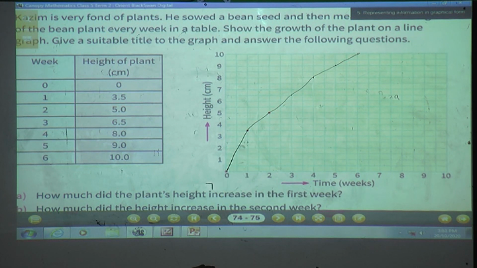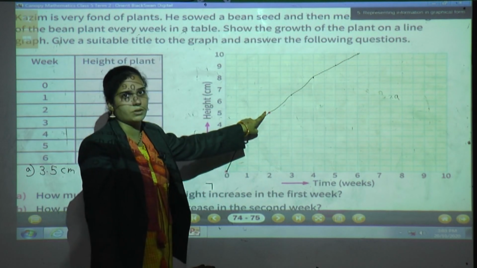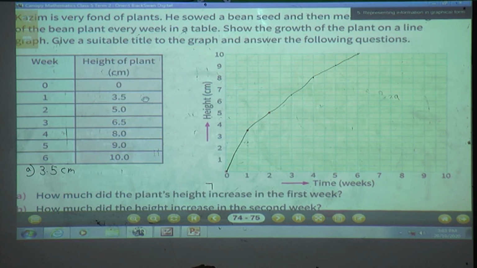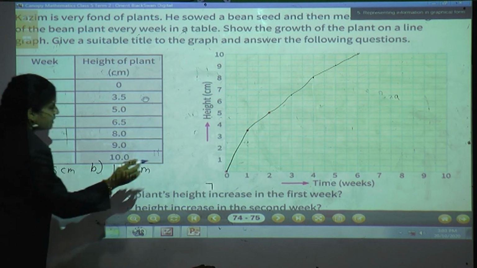In the first week you can see 3.5 centimeter, isn't it here? 3.5 centimeter. So the answer is first one, 3.5 centimeter, right there in your textbook. Now how much did the height increase in the second week? Second question. See here in the second week the height is 5 centimeter. So just subtract 3.5 from 5 centimeter. So after subtracting, yes, tell me the answer. Yeah, very good. Second one answer 1.5 centimeter.